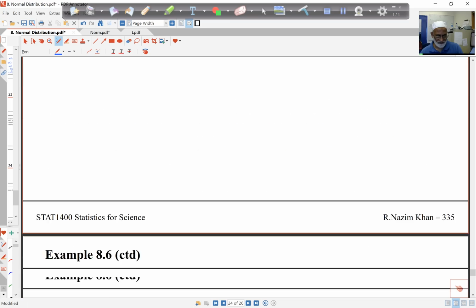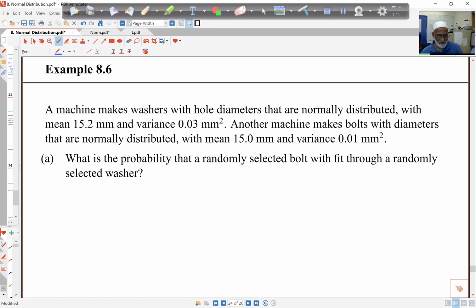Here's another example. This is more difficult. A machine makes washers with hole diameters that are normally distributed with mean 15.2 millimeters and variance 0.03 millimeters squared. Another machine makes bolts, diameters again normal, with mean 15 and variance 0.01. So you can see the washers, and the bolts like that. So the washer is actually a disc like that with a hole in the middle.